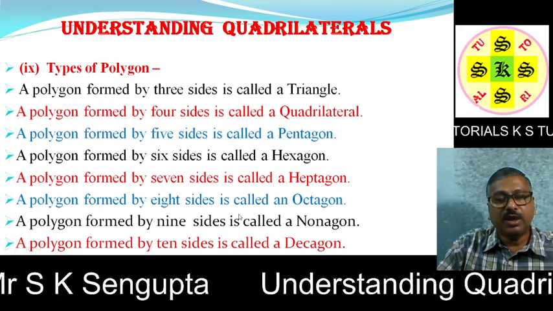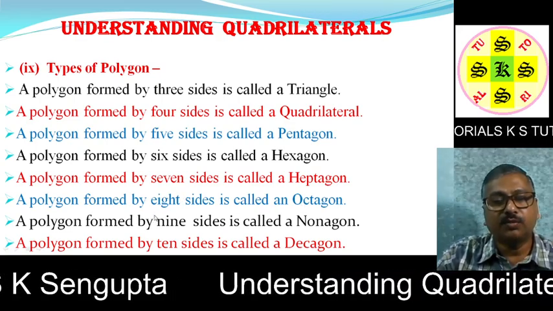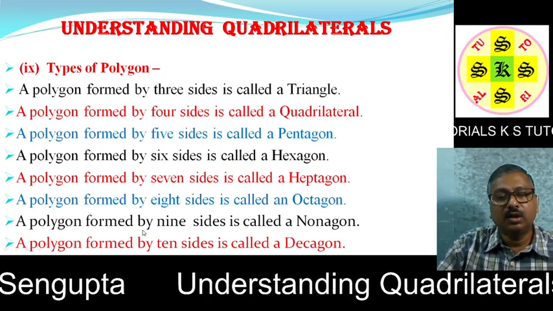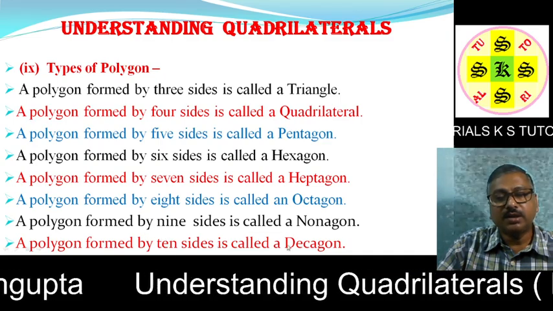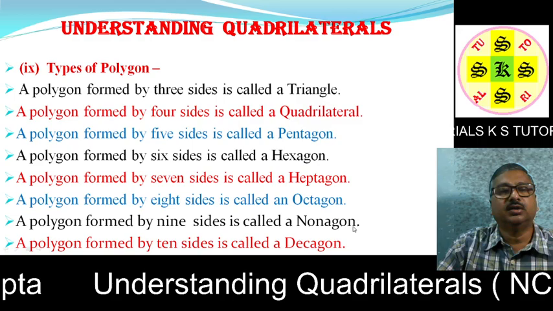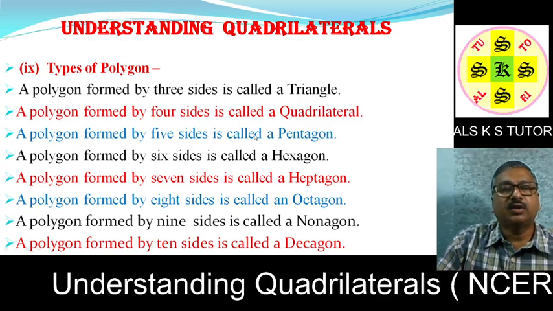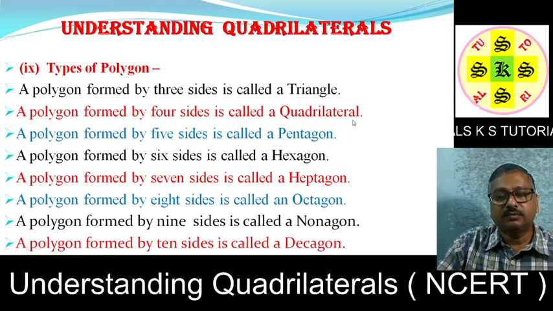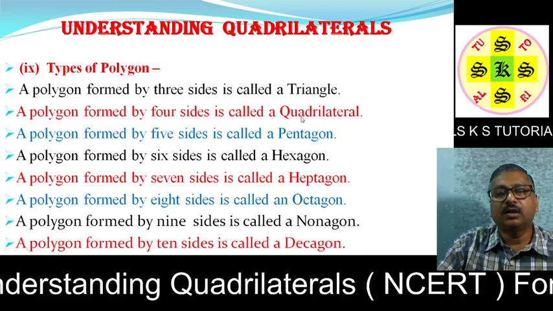If it is formed with 8 sides, then octagon. If it is formed by 9 sides, then nonagon. If it is formed by 10 sides, then this is known as decagon. So depending on the number of sides, we can classify in this way: triangle, quadrilateral.